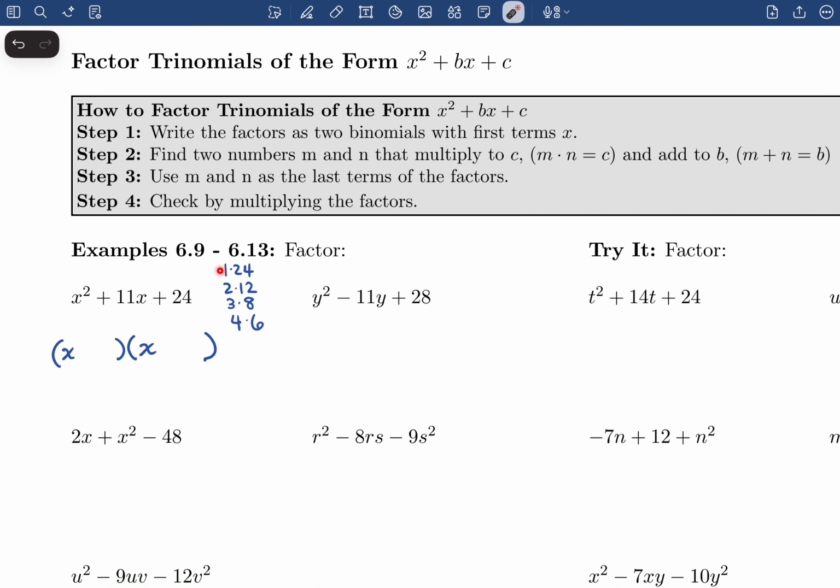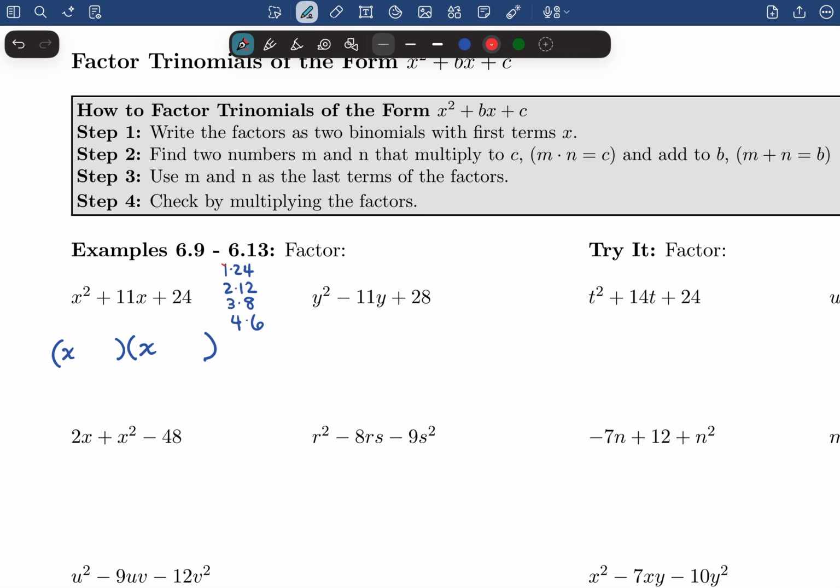And 1 and 24 doesn't. So maybe I get out my canceling pen and I say, nope, that's not going to work. And 2 and 12, they can't sum to make 11. But 3 and 8 can. 3 plus 8 is 11. Okay, so I have found the set of factors that will work. And just for fun, we'll say, well, what about 4 and 6? Can they sum to make 11? No, 4 and 6 sum to make 10.